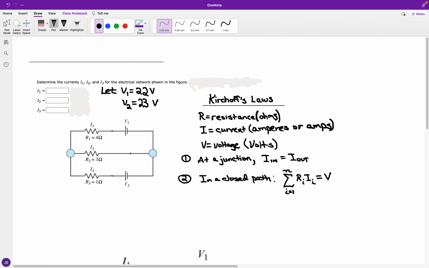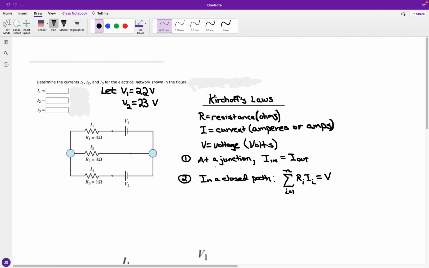R is in reference to resistance, and the unit of measurement is ohms. For I, we have current, and the unit of measurement is amperes, or amps for short. And for V, we have voltage, and the unit is volts. For the first of Kirchhoff's laws, at a junction, the current going in is equal to the current going out.